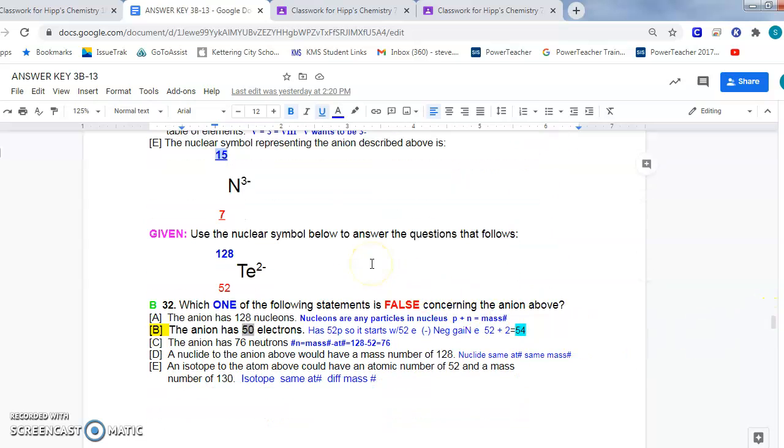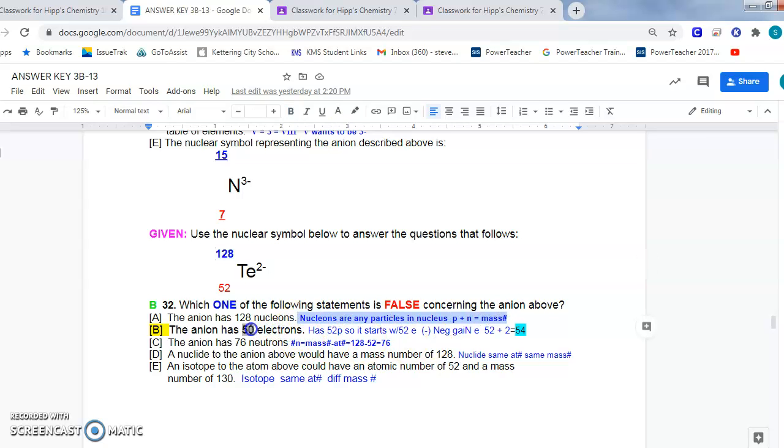Number 32. Use this symbol to answer the following. We have tellurium. It's 2 minus. It has 52 for its atomic number, or 52 protons. It has 128 for its mass number, which is total protons and neutrons in the nucleus. Does it have 128 nucleons? Absolutely. Letter A is true. It says 128 right there. That's the mass number. Nucleons are particles in the nucleus.